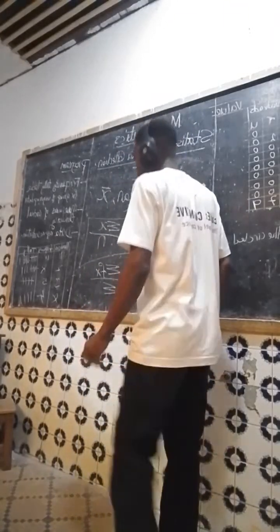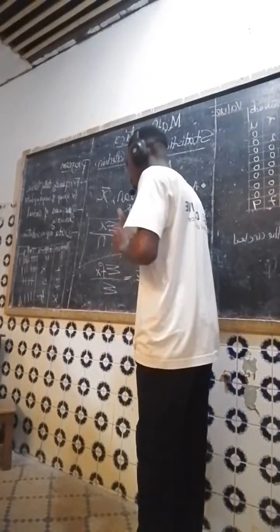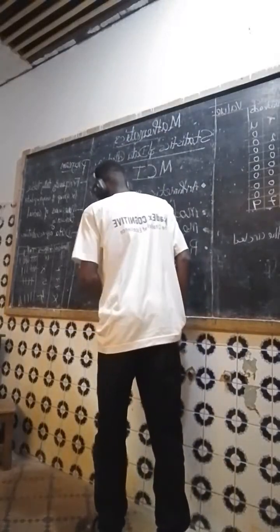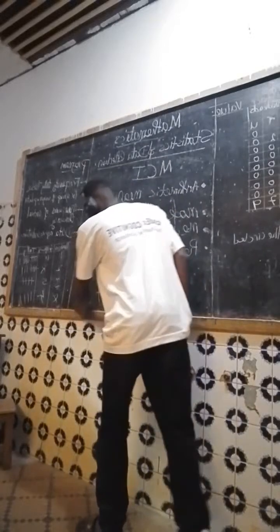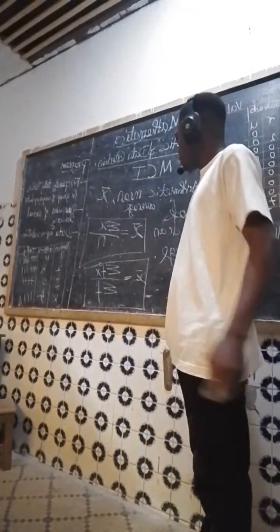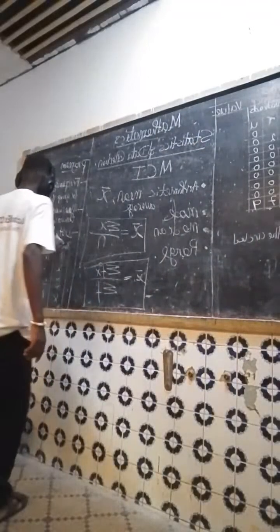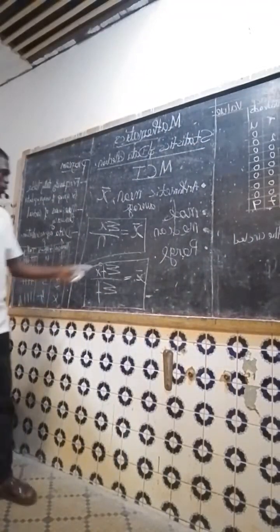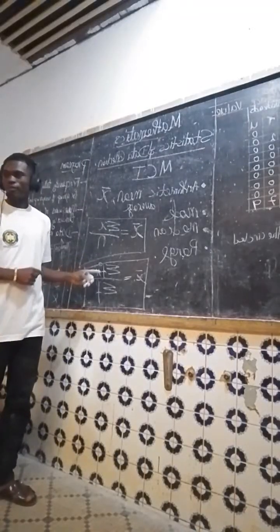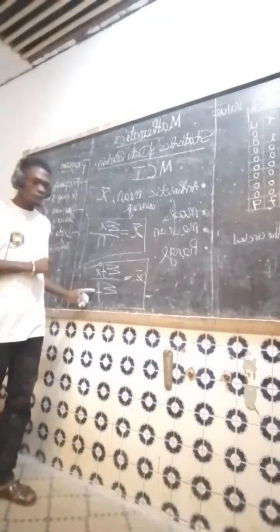By sum of, this is the formula again: summation fx divided by summation f. Where is x? This is x. So you add all the values with their frequencies, and you divide by the sum of all the frequencies.